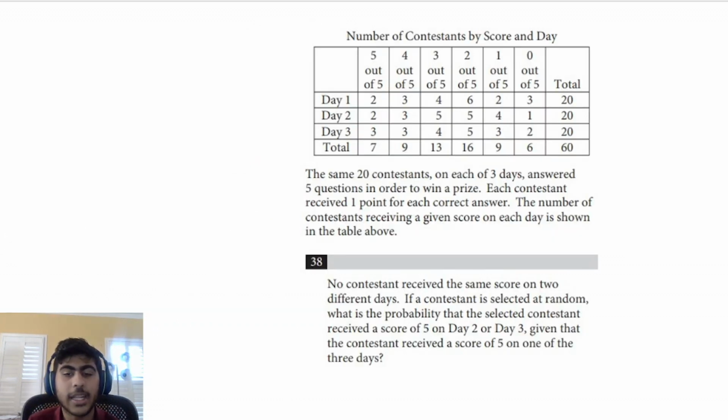Question number 38, the last question of this section. We're told that no contestant received the same score on 2 different days. A contestant is selected at random. What is the probability that the selected contestant received a score of 5 on day 2 or day 3, given that the contestant received a score of 5 on one of the 3 days?